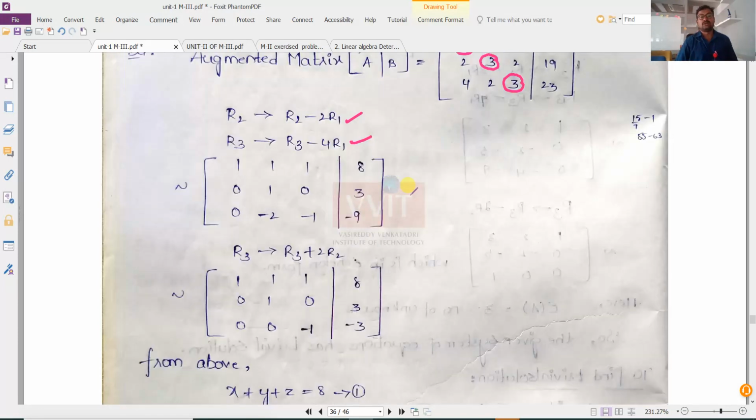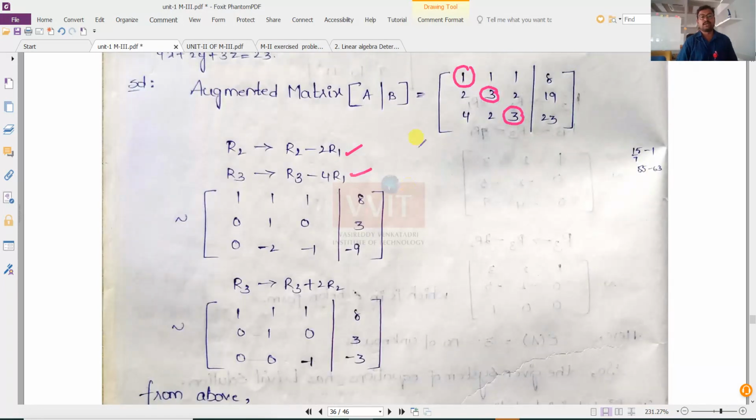Some of you may still not be clear about this. For your clarification, let me write it out. R2 is 2, 3, 2, 19, and 2R1 means multiplying row 1 with 2. So here 2, 2, 2, 8 twos are 16, and subtract, minus minus, because of the minus we change the sign. So I get here 0, 3 minus 2 is 1, 2 minus 2 is 0, 19 minus 16 is 3. That's what we are getting here.